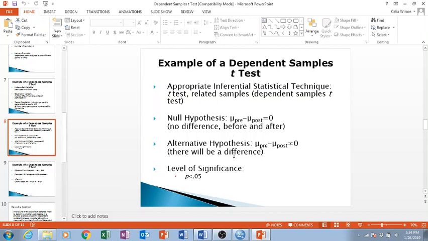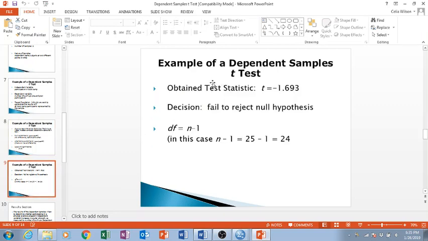The alternative, we have a non-directional, and it's saying, yeah, there will be a difference pre to post. I'm not really specifying if they're going to do better on the post test, but I am saying they will perform differently. That's what I'm hypothesizing. I set my level of significance beforehand at the very standard 0.05. Then I would run the test. What you come out with is obtained test statistic of negative 1.693, right?